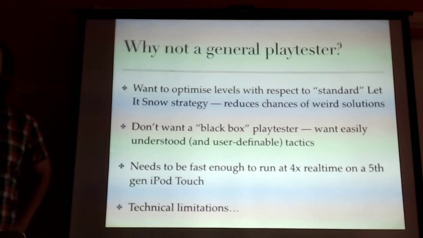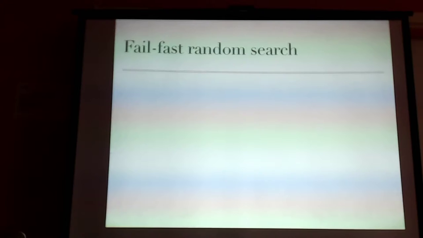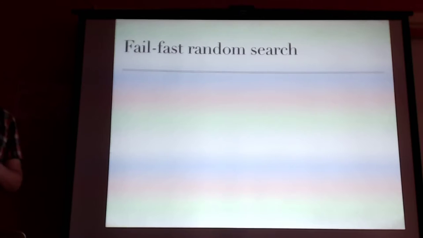So we have our playtester for Let It Snow. How do we actually use that to tweak the levels? So this is very much a baseline piece of work that we're presenting today. This is the simplest possible thing that we could think of that actually worked. And we're calling it fail fast random search.